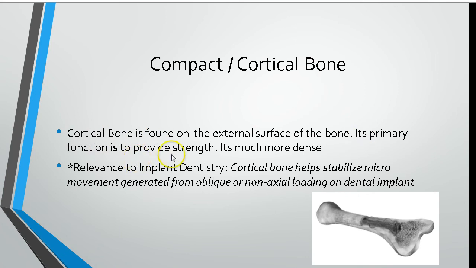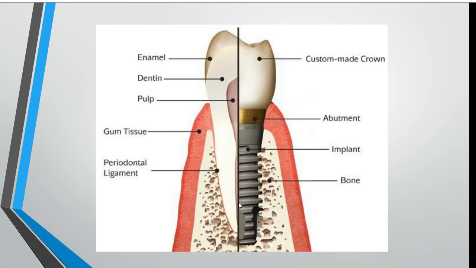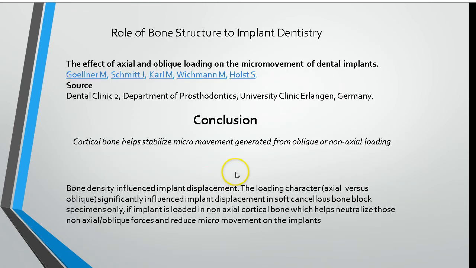Its primary function is to provide strength. It's much more dense, and obviously looking at the quality of it compared to the trabecular bone. Well, how is it relevant to dentistry? Cortical bone helps stabilize micro movement generated from oblique or non-axial loading of dental implant. What does that mean?